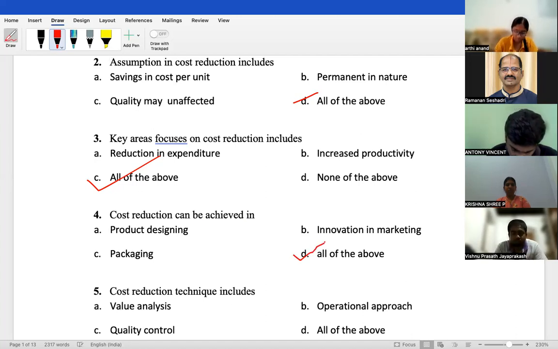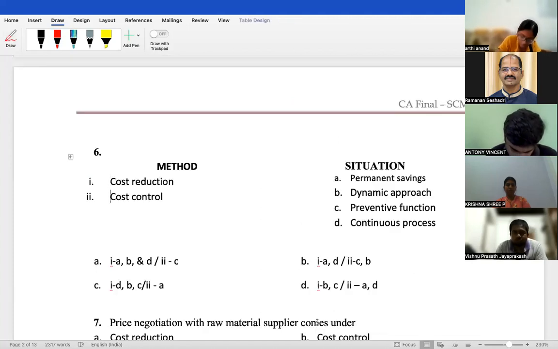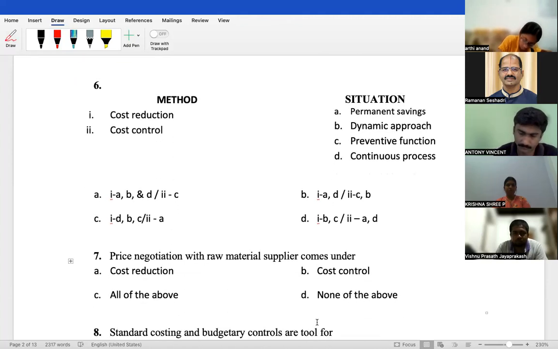Next. Cost reduction technique includes value chain. Is it a cost reduction technique or not? Yes. Operational research, quality control. Yes. All of the above. Next.